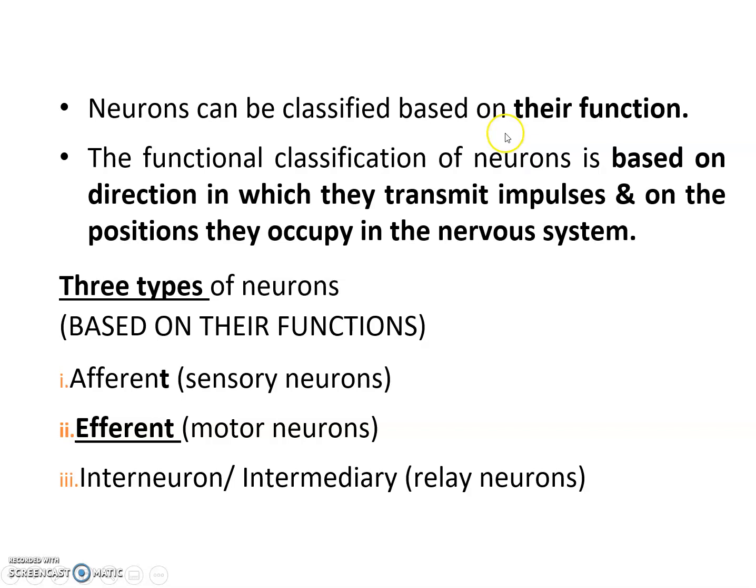Okay, so we can classify neurons based on their function, based on the direction in which they transmit the impulse, and based on the position they occupy in the nervous system. So we have three types of neuron: afferent neuron, also known as sensory neuron; efferent neuron, also known as motor neuron; and also intermediary neuron or interneuron.